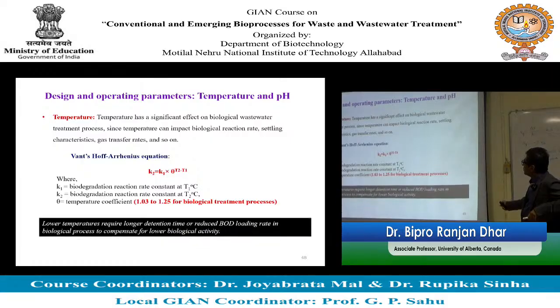At lower temperature, microbial growth is going to be low, right? So when growth is low, we need to provide them more time to grow. So at low temperature, we need a longer residence time. And pH in the activated sludge process: those are heterotrophic microbes and they prefer neutral pH between 6.5 and 7.5.